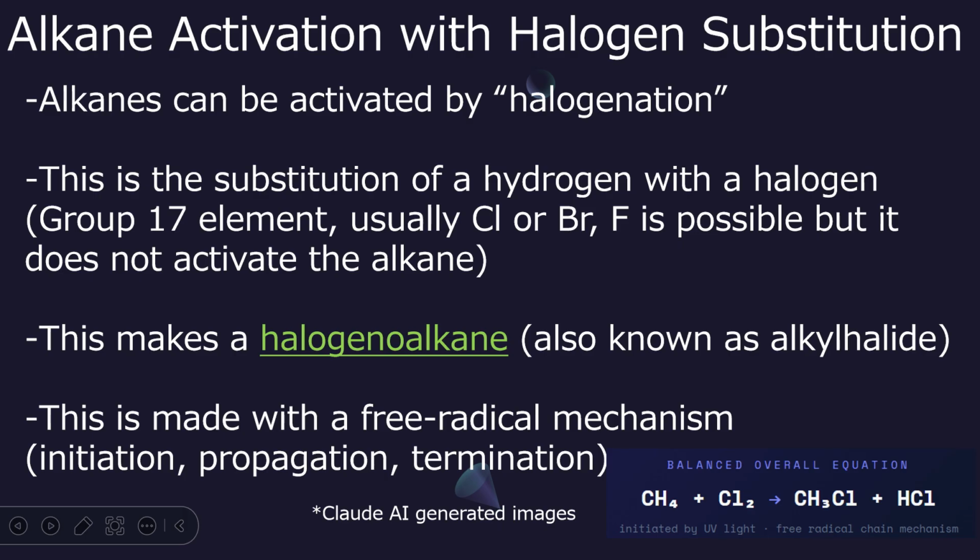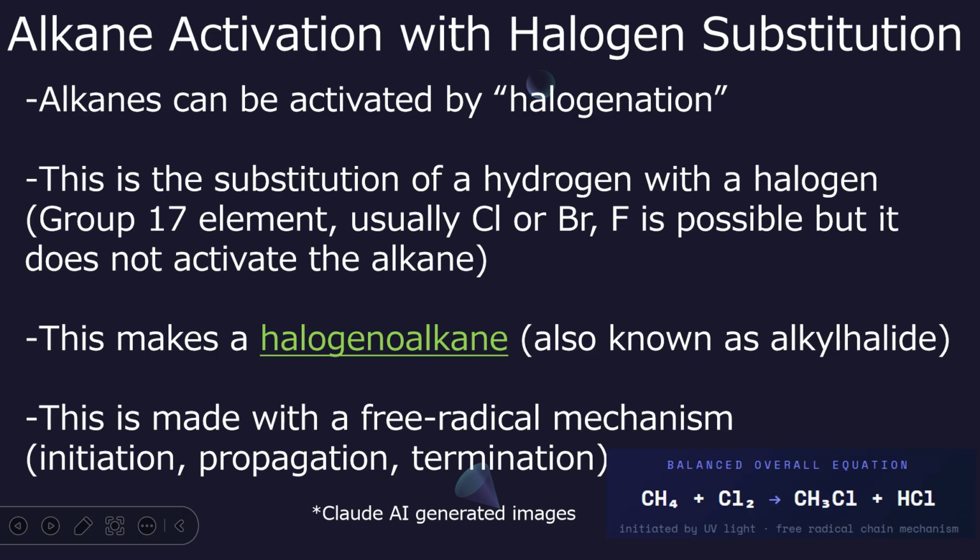F is possible, but it does not actually activate the alkane, so we wouldn't use it to do further reactions usually. We just use it to fluorinate and create compounds with F in them. But this process makes a halogenoalkane, and this is the name that we should be using in IB: halogenoalkane. In other parts of the world or other organizations, it's known as an alkyl halide. It's just switching the suffix and prefix, kind of.